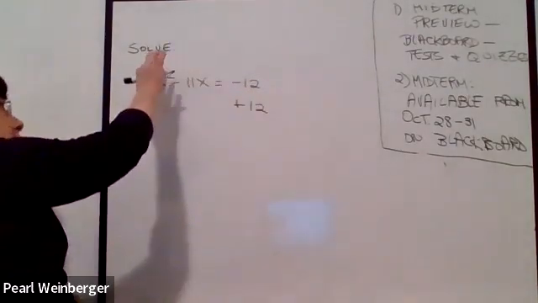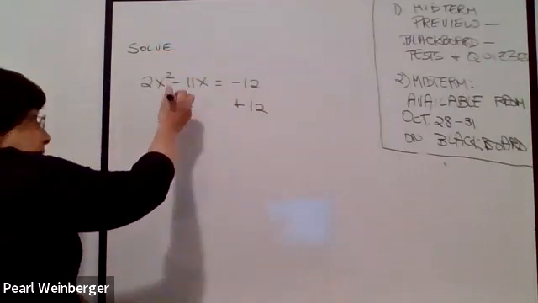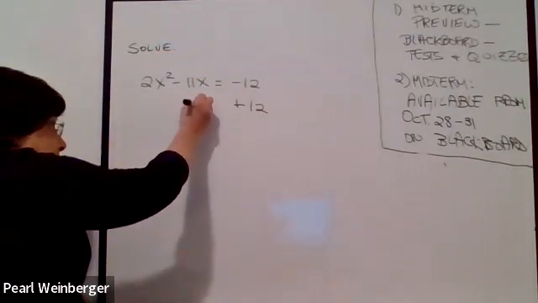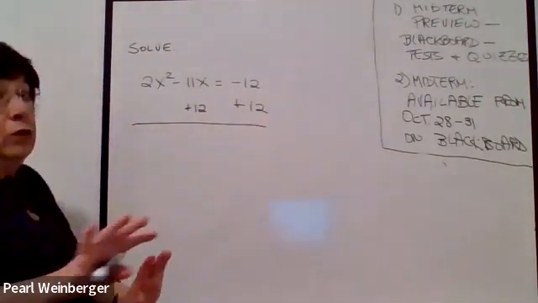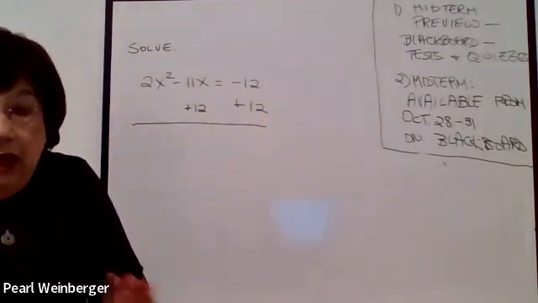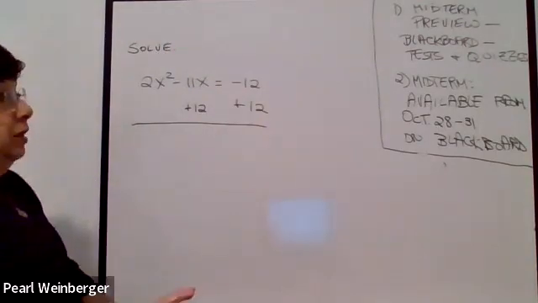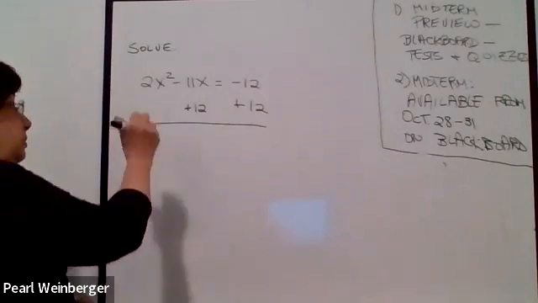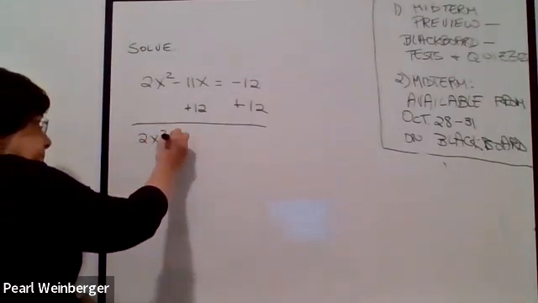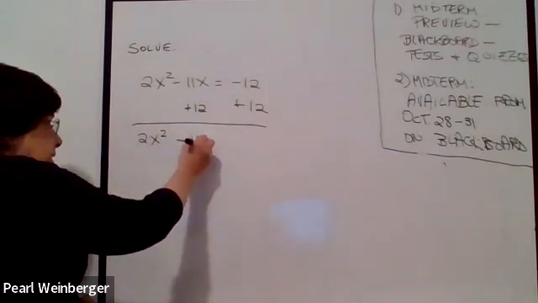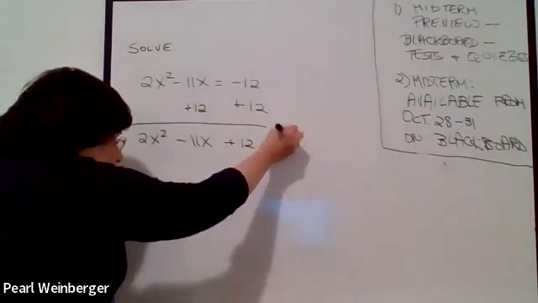Again, I know it's a quadratic equation because I have this x squared. Even if something equals 0, it might not be a quadratic equation. You have to have an x squared in it. Whatever your variable is, it has to be squared. So this is going to give us 2x squared minus 11x plus 12 equal to 0.